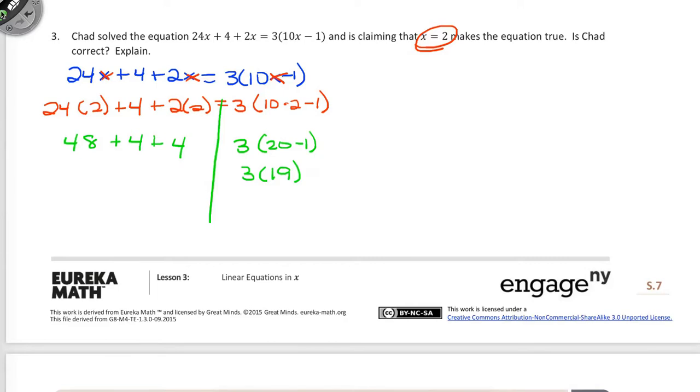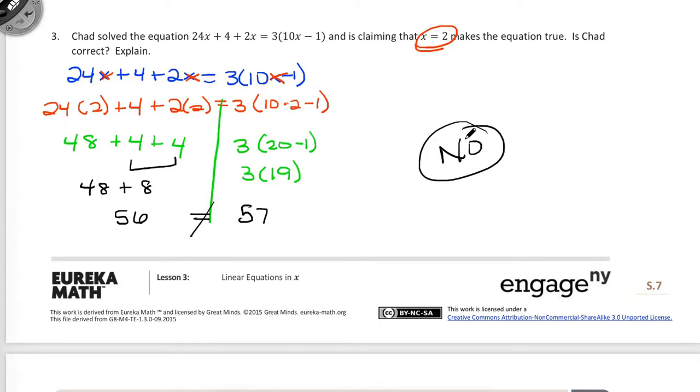Now let's come back over here. We have 48. If I combine those, we have 8. So 48 plus 8. And my final solution on this side is going to be 56. Over here, 3 times 19 gives me 57. Are these equal? No. So 2 is not a solution. Chad is incorrect.